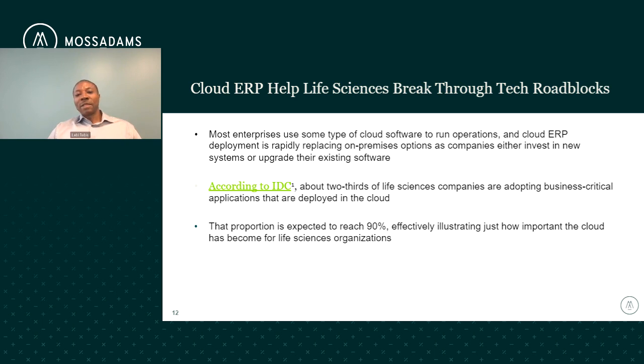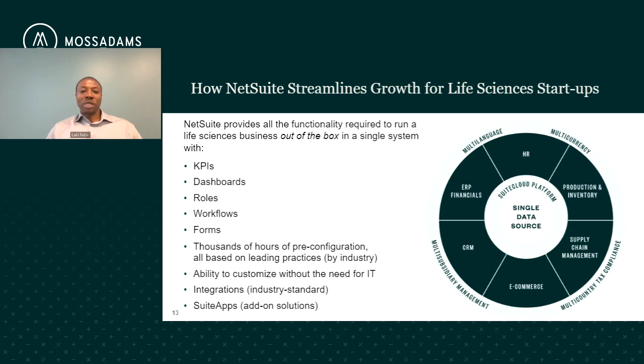According to IDC, about 2/3 of life science companies are adopting business-critical applications that are deployed in the cloud. And that proportion is expected to reach 90%, which effectively illustrates just how important the cloud has become for life sciences organizations. So now let's use the example of NetSuite, which is the leading cloud ERP system, to highlight the many capabilities and benefits of cloud ERP systems.